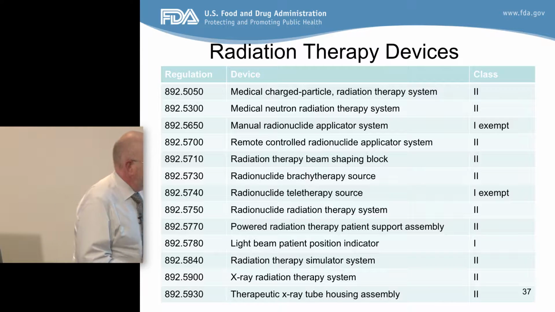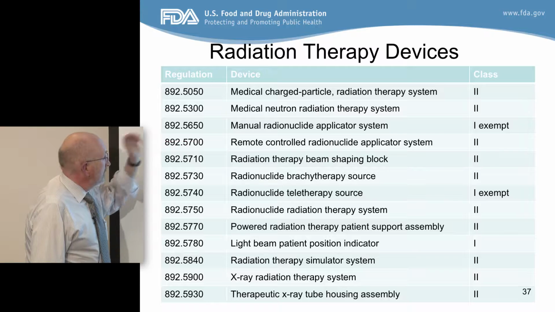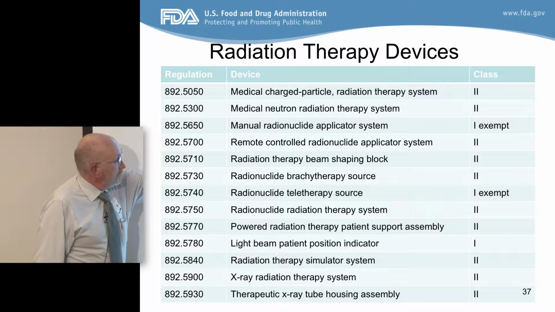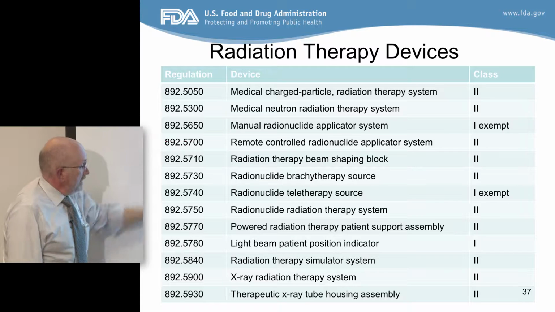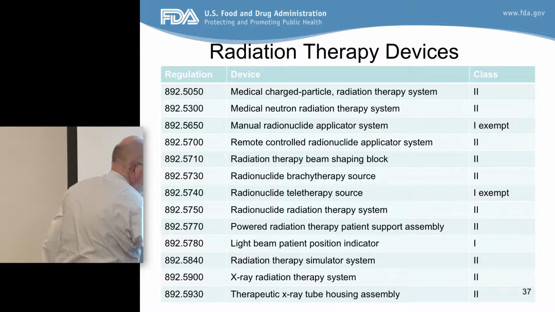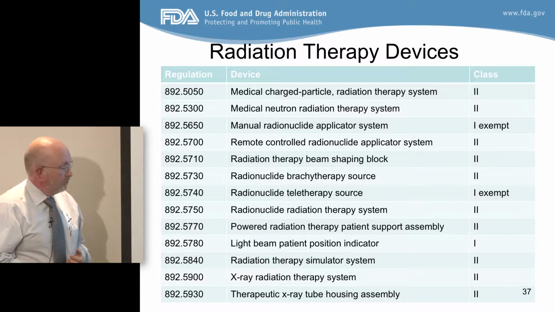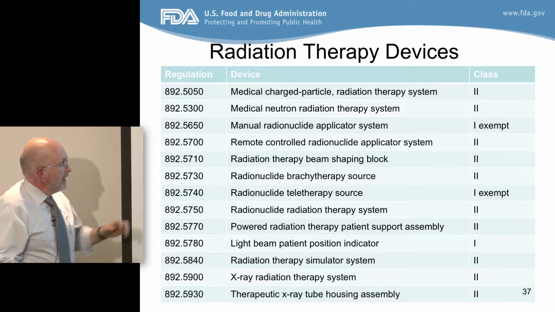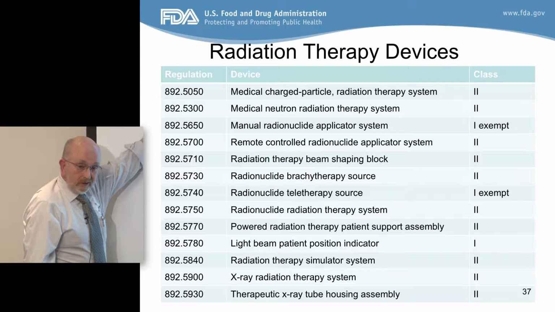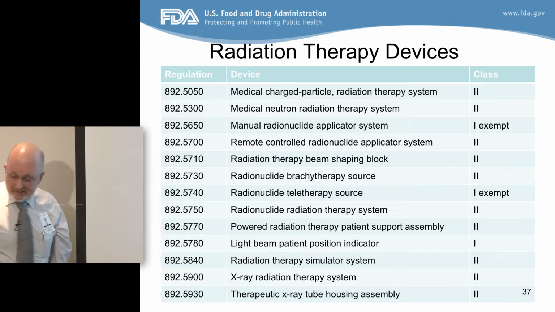And this is your world, and this is radiation therapy's world. 892.5050, medical charged particle radiation therapy systems, class 2. This is the regulation, and here are all the classifications of the devices that you use or you work with, at least that have something to do with ionizing radiation. I'm going to blow up this one a little more, but this is all the devices, and we're going to talk a little bit more about this one.